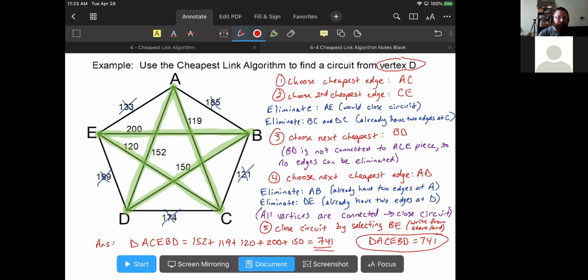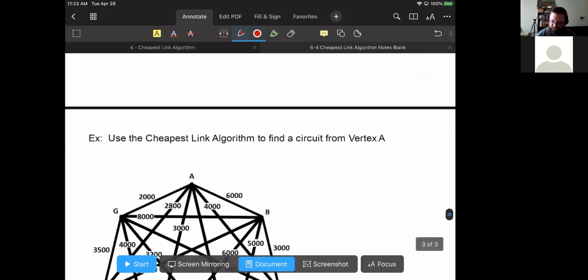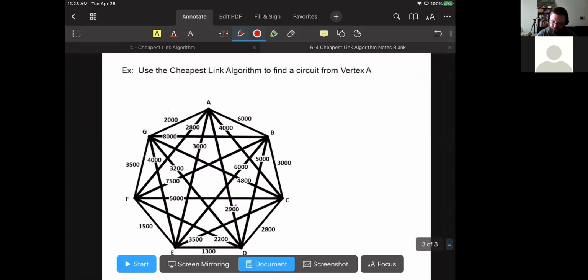This one is a bigger example. I wanted to show you that the process doesn't really get any more difficult no matter how big the graph gets. It is a K7, big guy. Okay.